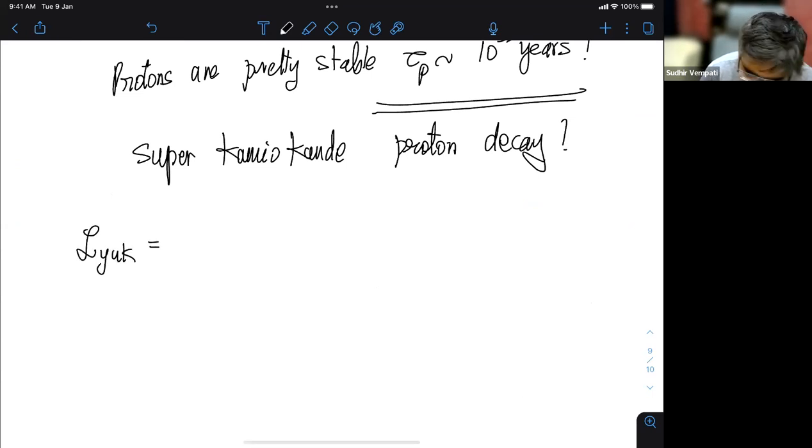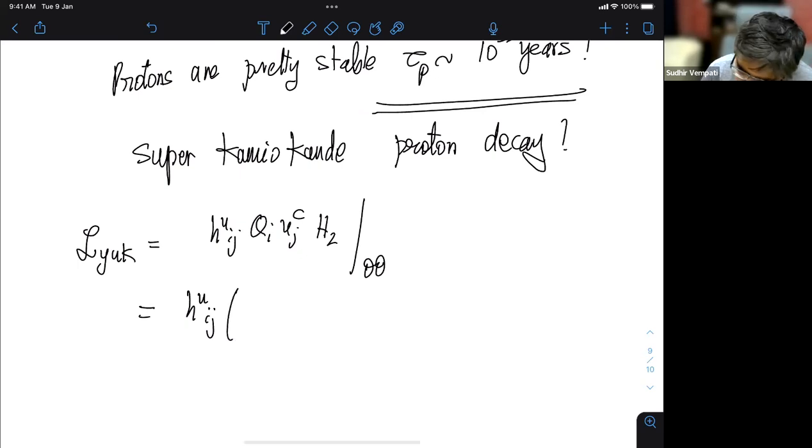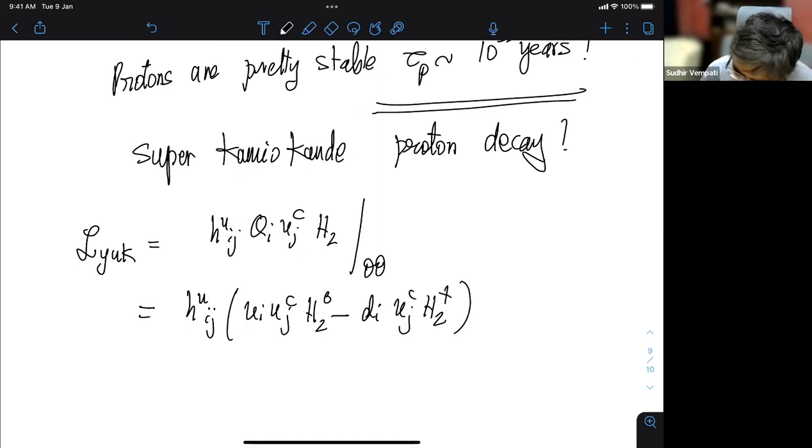It gives you Yukawa couplings. So this gives me HU, IJ, QI, UJC, H2, theta theta. This is the theta theta component. I expand it as HU, IJ, UI, UJC. Remember, these are superfields; I have not expanded them into component fields here. Minus DI, UJC, H2 plus, again theta theta. Now let me expand them into component fields.